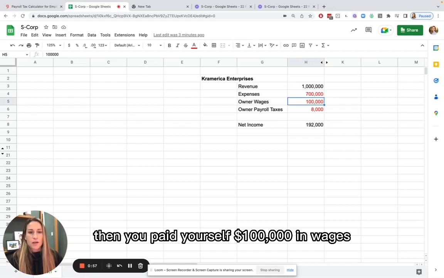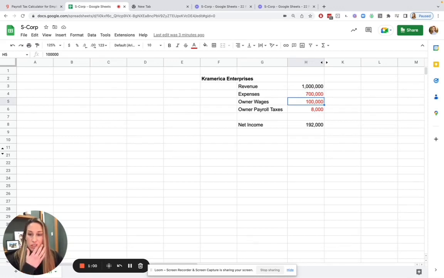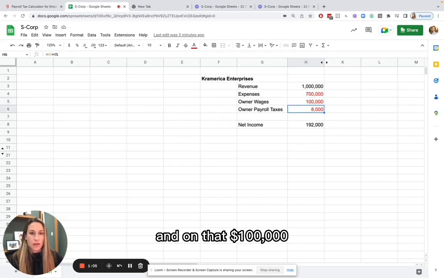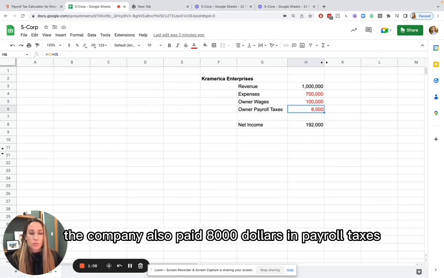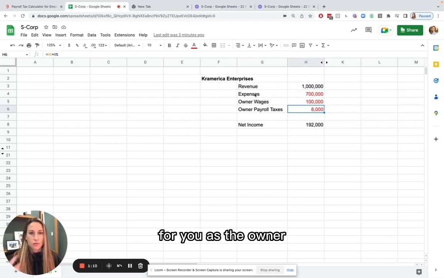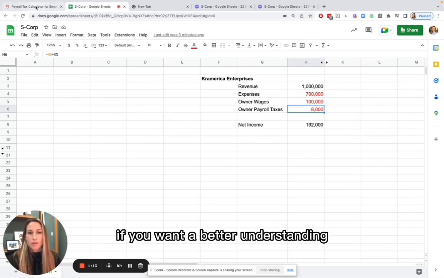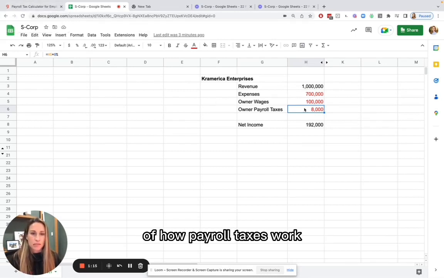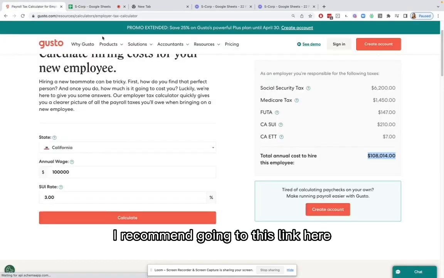Then you paid yourself $100,000 in wages, through your payroll software. And on that $100,000, the company also paid $8,000 in payroll taxes for you as the owner. If you want a better understanding of how payroll taxes work, I recommend going to this link here.